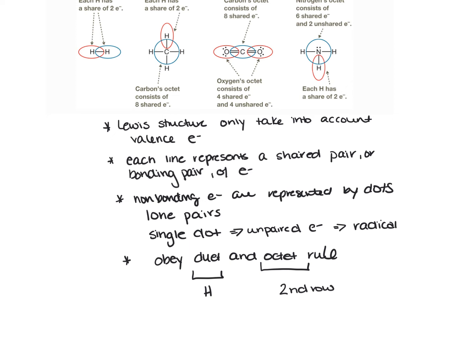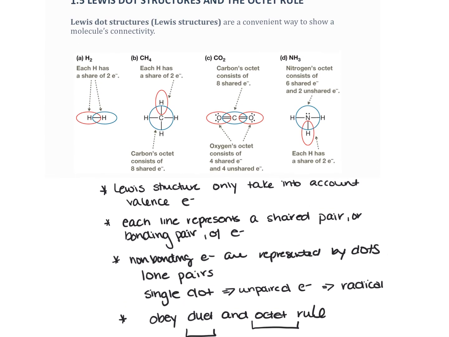Now, I want to draw your attention to some of the things that we've talked about with this image here. And so these are different Lewis structures. I want you to notice that hydrogen only has 2 electrons. So this hydrogen has 2 electrons that it's sharing with this hydrogen. I want you to notice that carbon can only form 4 bonds. 1, 2, 3, 4. Because it now has access to 8 electrons, and that's the octet rule.